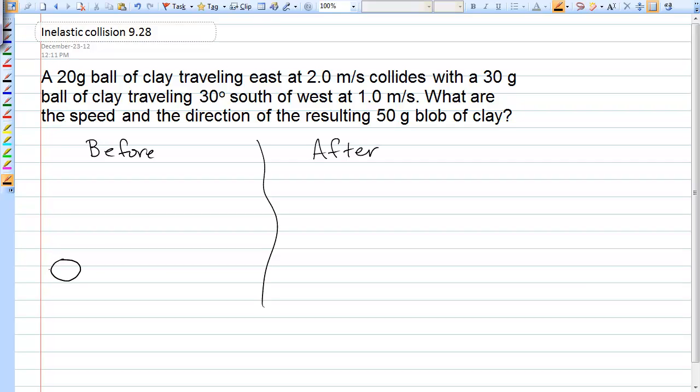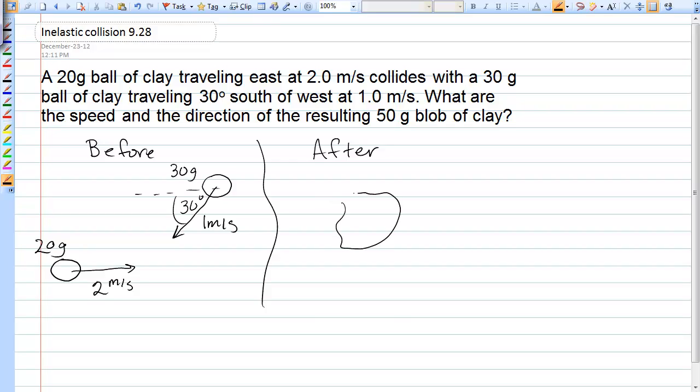So the 20-gram ball we'll have traveling east, that's to the right, at 2 meters per second. And the 30-gram ball is traveling south of west at 1 meter per second. And this would be 30 degrees. And after the collision, they mush together as one 50-gram blob.